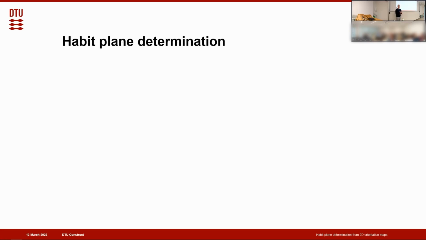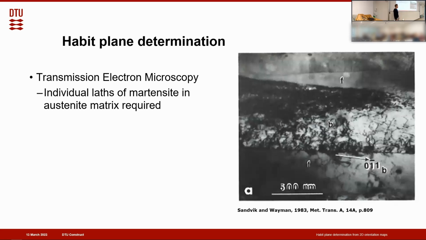So how can we determine the habit plane? Traditionally, this has been done most recently, I would say, with transmission electron microscopy. There have also been some previous attempts with other techniques. In transmission electron microscopy, we can take quite high resolution images of a microstructure through an electron transparent foil.